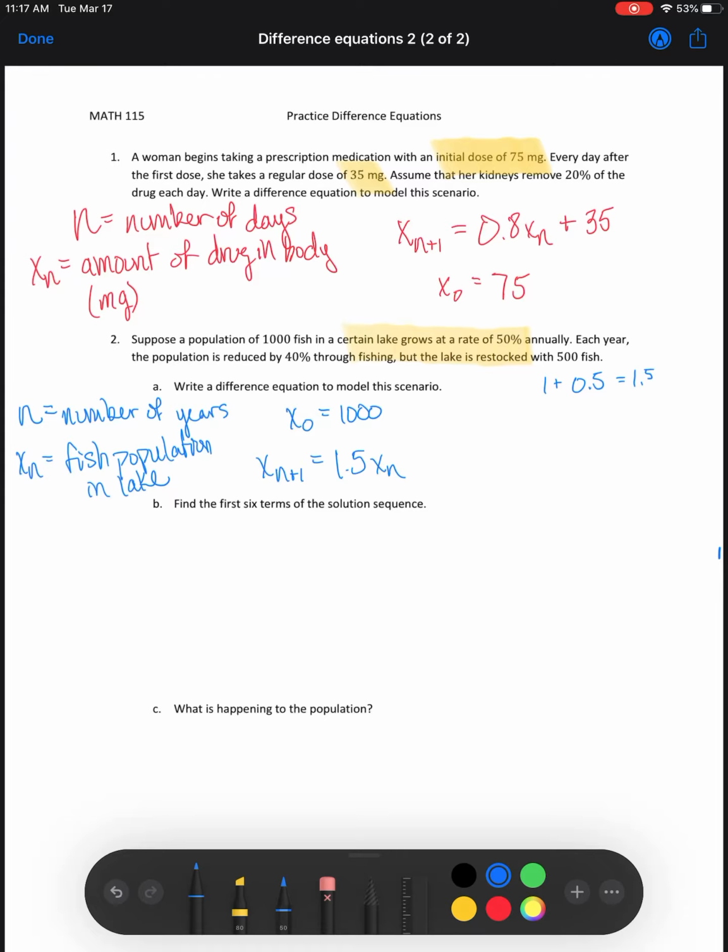All right, so just due to the growth rate, we have x sub n plus 1, or the population next year, right? This is representing the population that next year is going to be 1.5 times the population this year. All right, and that takes care of the growth.